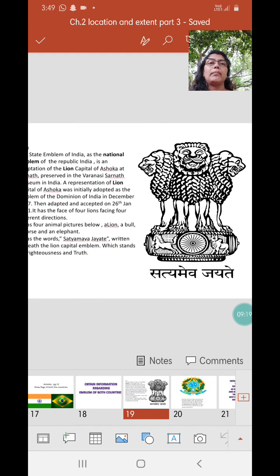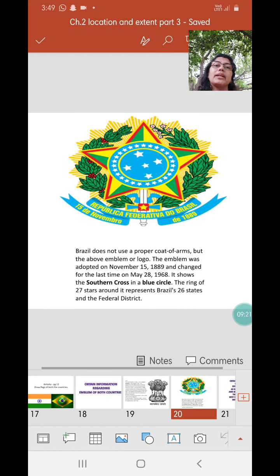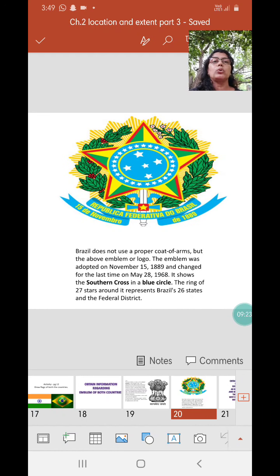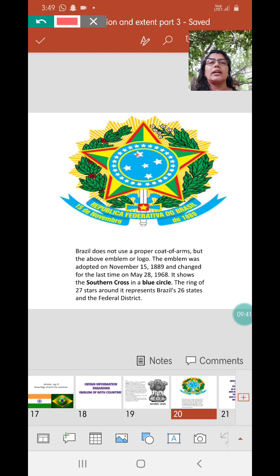What about the emblem of Brazil then? Brazil does not use a proper coat of arms, but the above emblem or logo is adopted. This emblem was adopted on November 15th, 1889 and changed for the last time. It changed quite a number of times, the last time on May 28th, 1968. It shows the Southern Cross. I had told you I will be talking about the Southern Cross constellation.